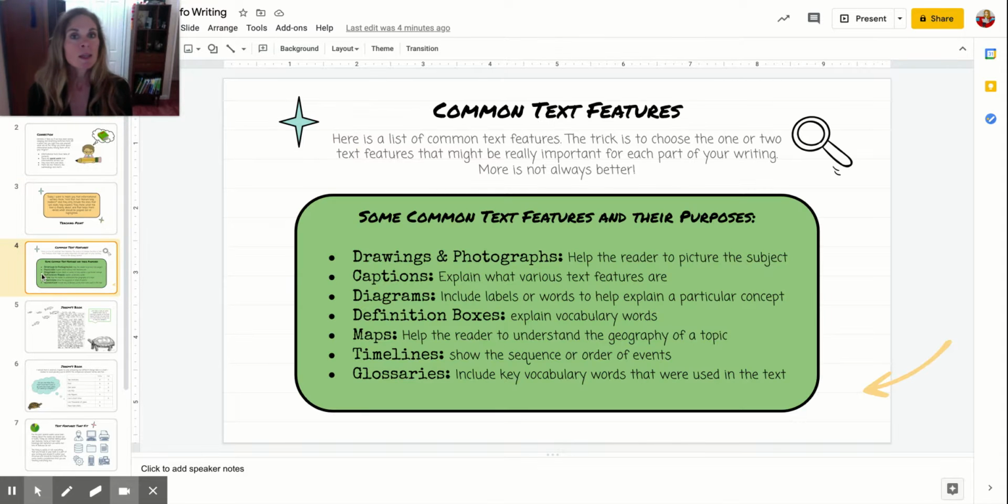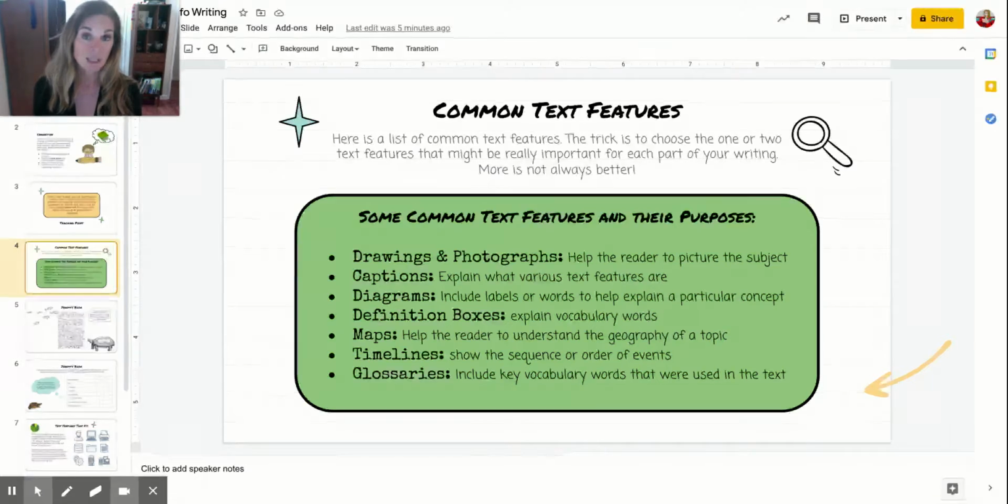So there are lots of different kinds of text features, and I'm going to encourage you, as you're writing, to refer to this chart on slide 4. The green box is great. It gives you a lot of ideas about things that you could add. That said, make sure that you don't overwhelm your reader with too many text features. Too many text features is not great either. It starts to get confusing and it's hard to figure out what this part is actually about. So choose 1 or 2 for each chapter or section of your book.